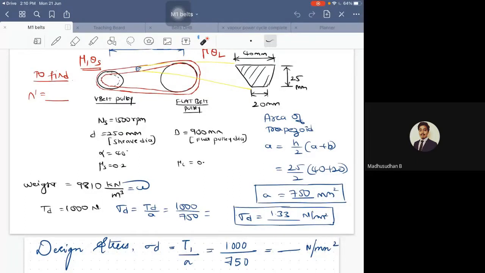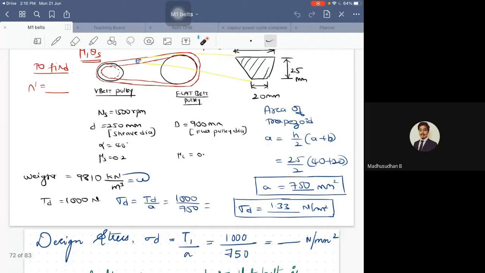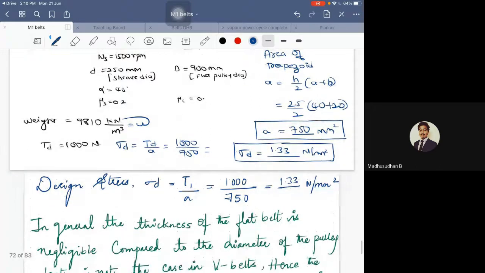Okay, so please calculate design stress. Already this has been calculated, so I'll just update the value of it. It is 1.33 Newton per mm square. Next, that is very important.